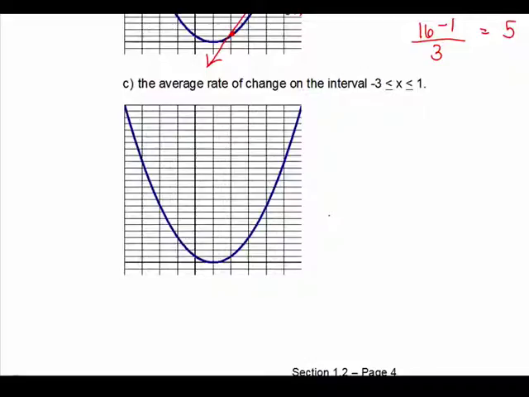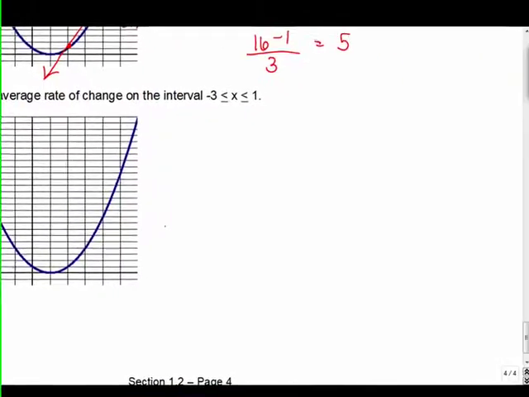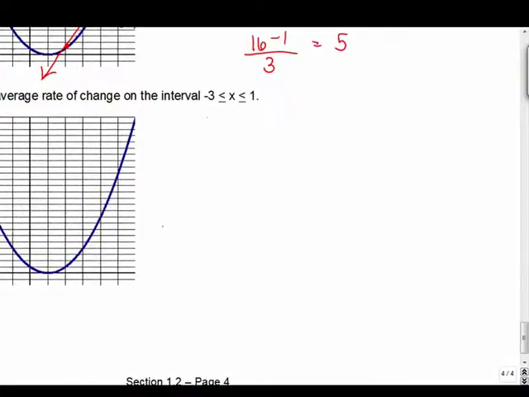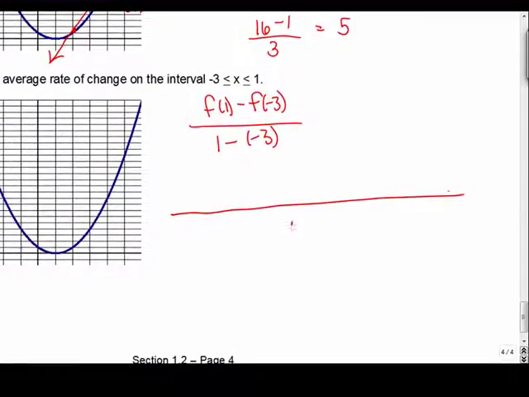Let's take a look at one more example. Average rate of change on the interval negative 3 to 1. So again, I'll do f of the larger minus f of the smaller divided by the larger minus the smaller. And again, it doesn't matter. I could do the subtraction in the opposite order. The denominator is going to give me 4.